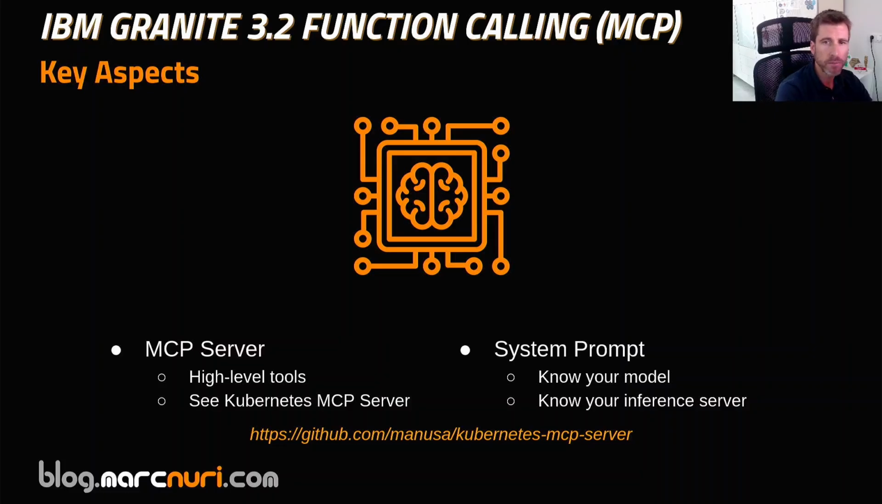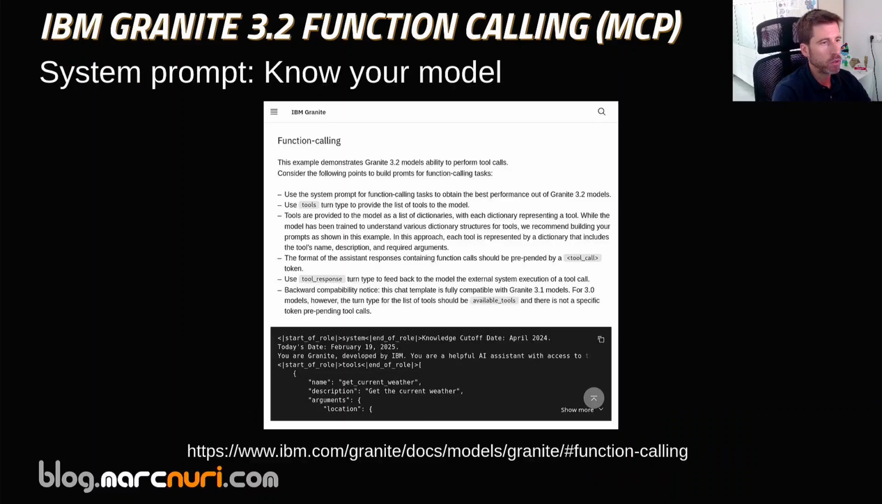In addition, it's very important to provide a very good system prompt. So you need to know your model, right? So for example, for the IBM Granite 3.2 models, the IBM documentation provides some tools or some tips on how to actually implement this prompt. So you should follow these recommendations and also experiment with different prompts until you actually make the model work with your functions.